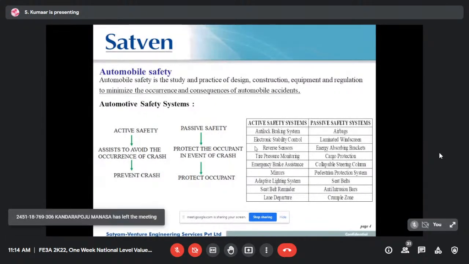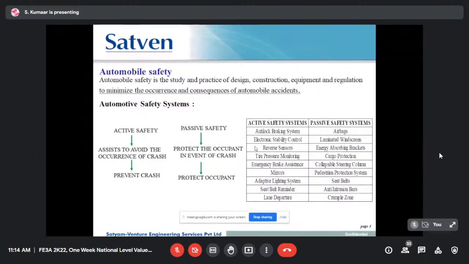The other one is called passive safety. In case an accident happens, during the crash it will protect the occupant. It protects through airbags, energy absorbing brackets, collapsible steering column, pedestrian protection system, seat belts, anti-intrusion bars, and crumple zones. These are the systems that help to protect the occupant.